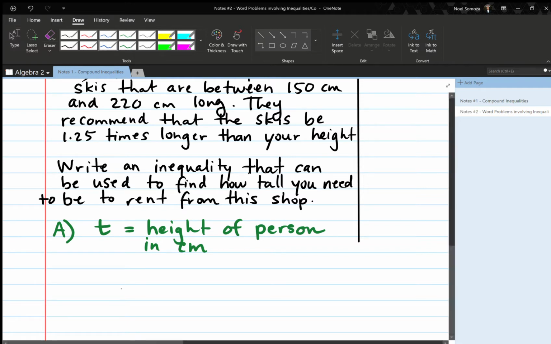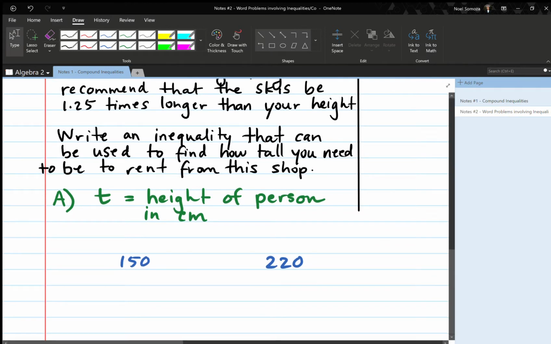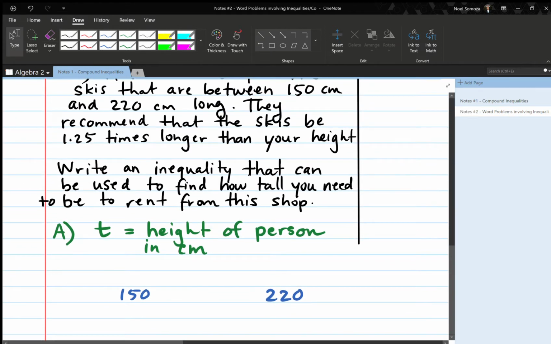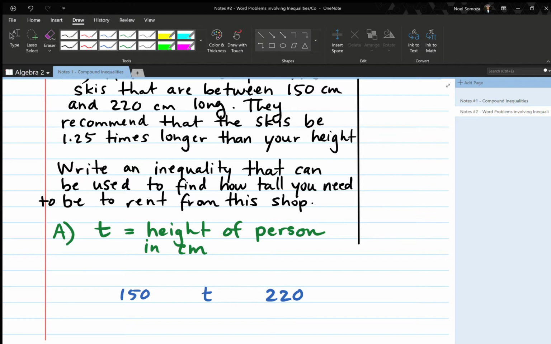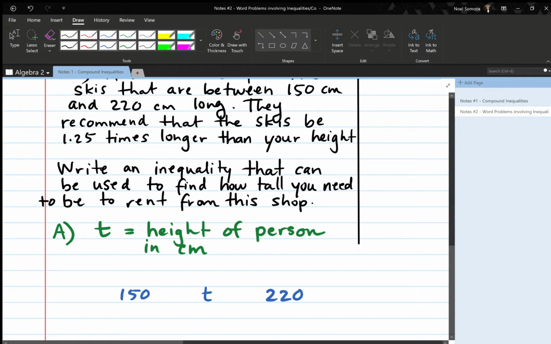Let me go ahead and say, okay, I got 150 on my low end and 220 on my high end. I know regardless my variable has to be represented somewhere in the middle. Now it's not just going to be the variable itself, because if you were to start drawing inequality signs, you'd be saying that it's okay if your height is 220 centimeters or between 150 and 220. And that's not necessarily what the problem is saying. What else do we know?